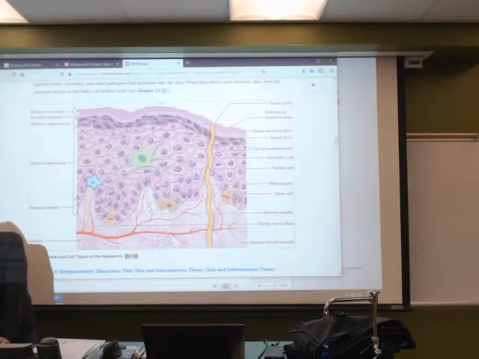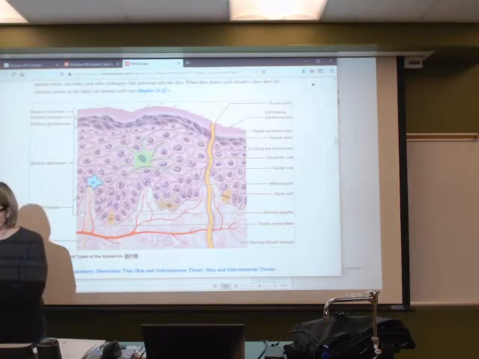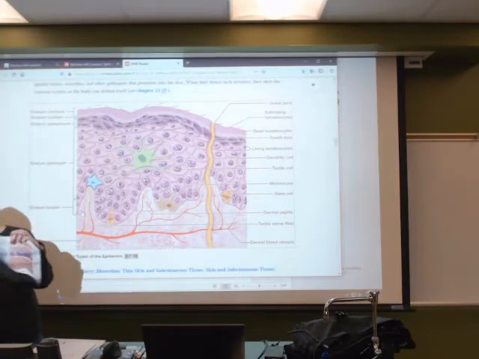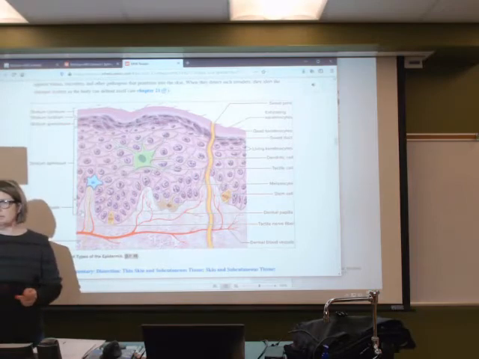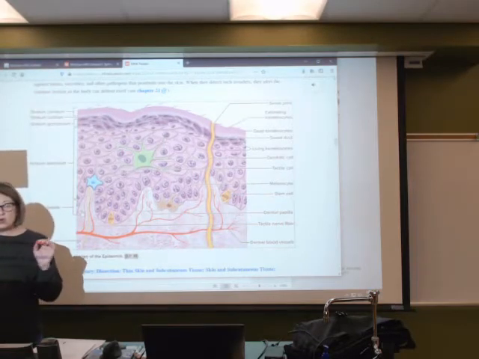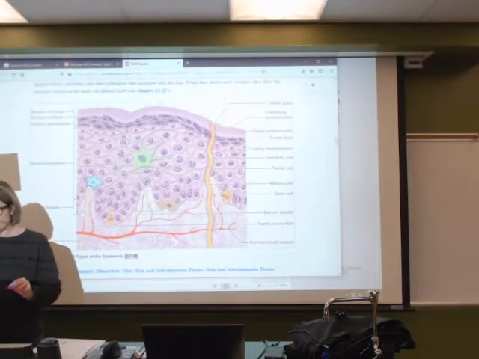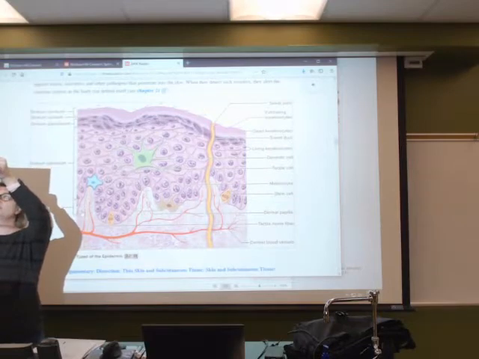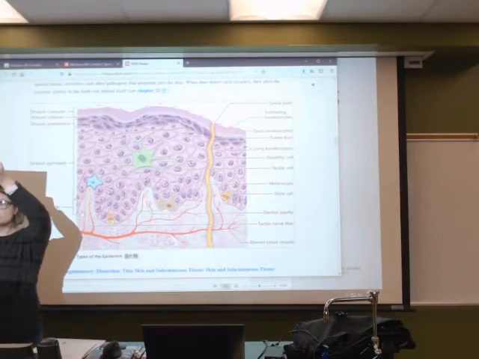Note, over here they're listing the strata, but I gave you a handout of the picture that was like this, okay? So, for the strata, know these. In other words, be able to tell me stratum basale, stratum spinosum, stratum granulosum, lucidum, corneum in this picture.